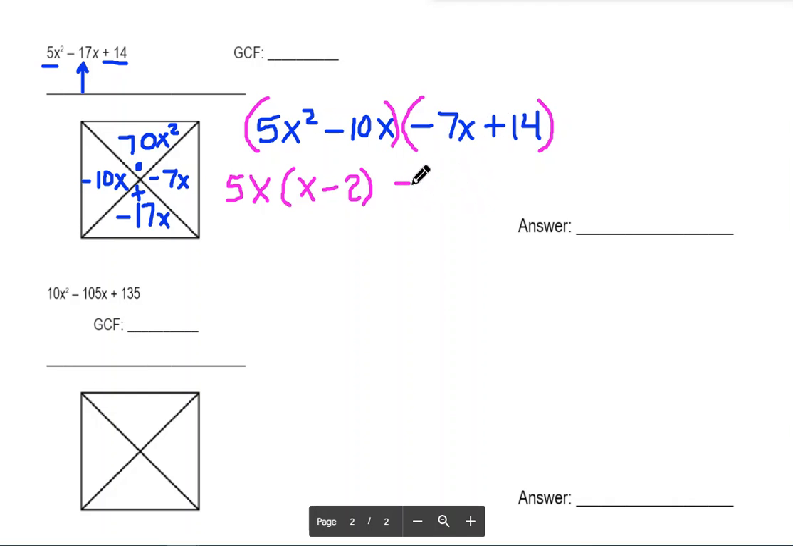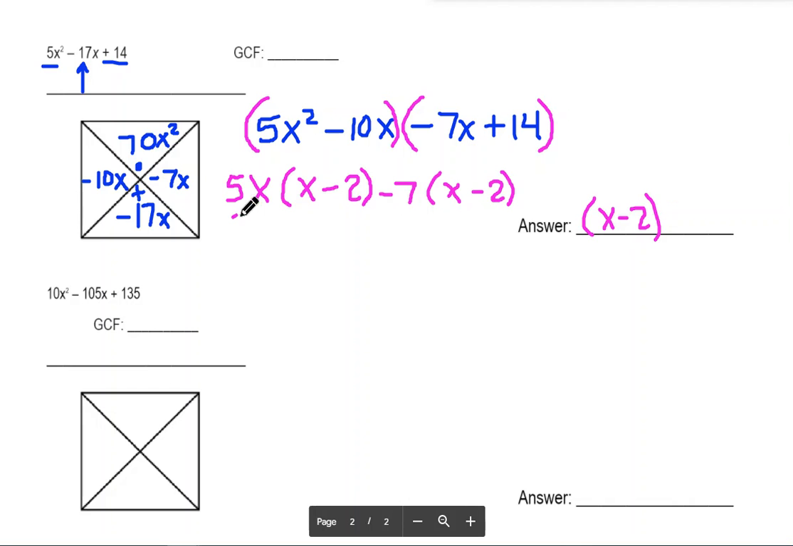All right, so what do these two things have in common? Well, they can both be divided by 7. And remember what I said, I want my parentheses to look exactly the same, right? So I have to get rid of that and make it a negative 7. That way this would make an x, and 14 divided by negative 7 will give me a negative 2. That way my factors look the same here, right? And that's part of our answer, right? So that x minus 2 is part of our answer.